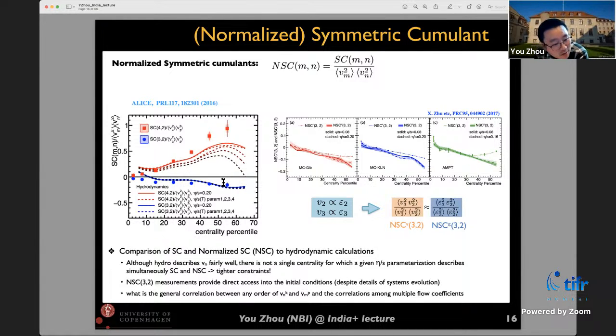I thought the plot on the left has data points and the eta over s from different parameterizations, so I thought it's from the final state model parameterizations, right? Sorry, so you are talking about the left-hand side figure. Right, yeah, okay.